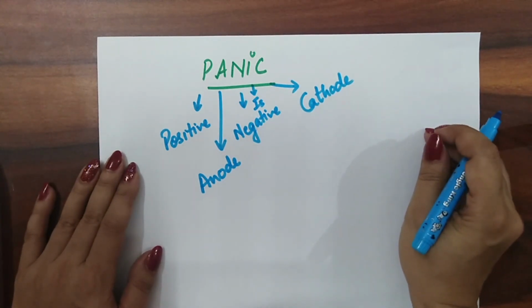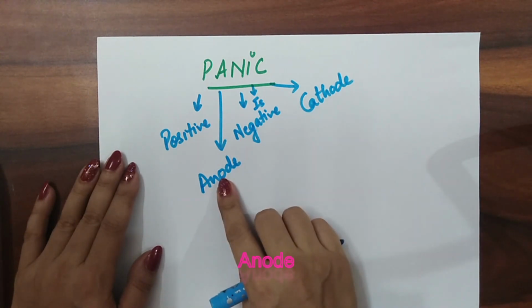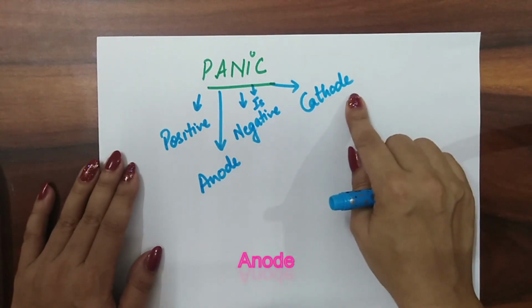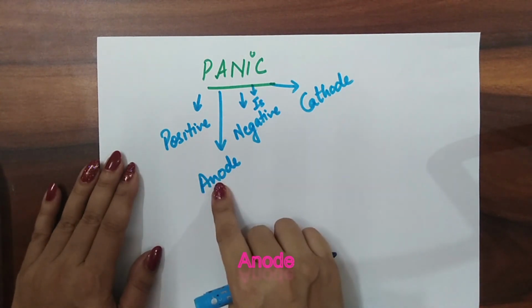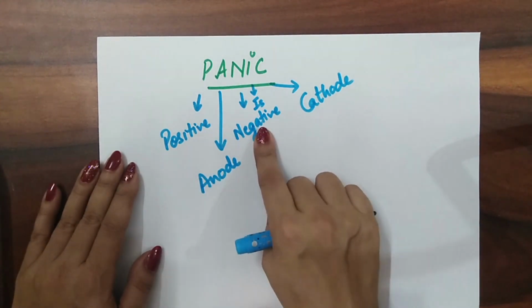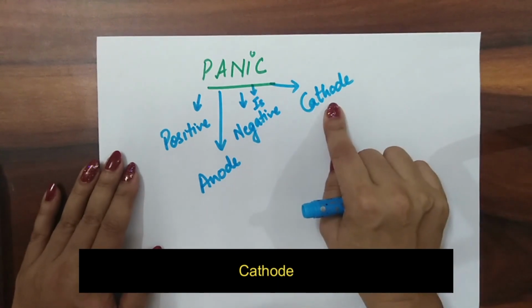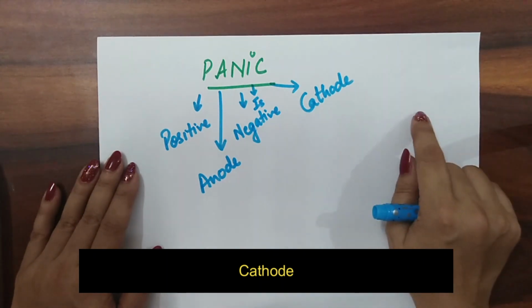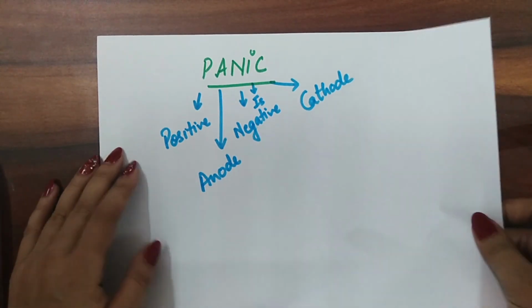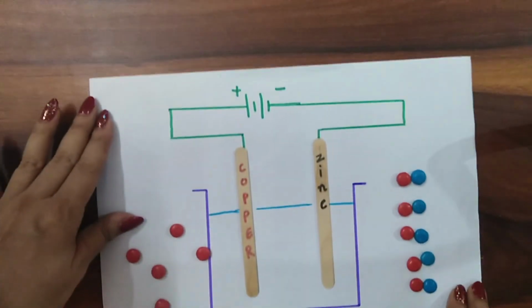In the electrolytic cell, there should be two electrodes. They can be anode or cathode. The one which is connected to the positive terminal of the battery is called anode, and the one which is connected to the negative terminal of the battery is called cathode. So this is the simplest way to remember what is anode and what is cathode. So here is a small representation of the cell to show you the explanation.